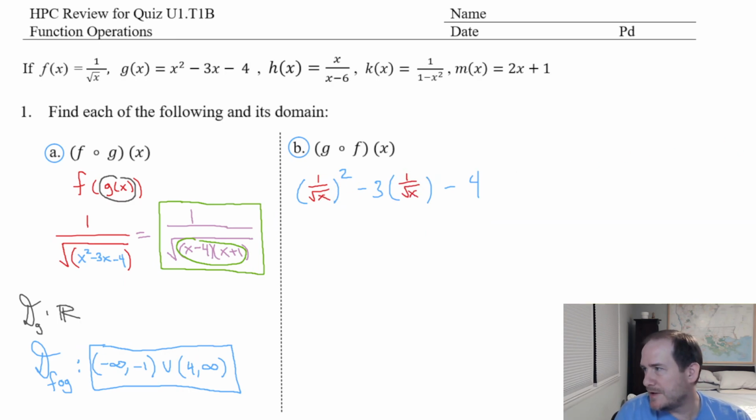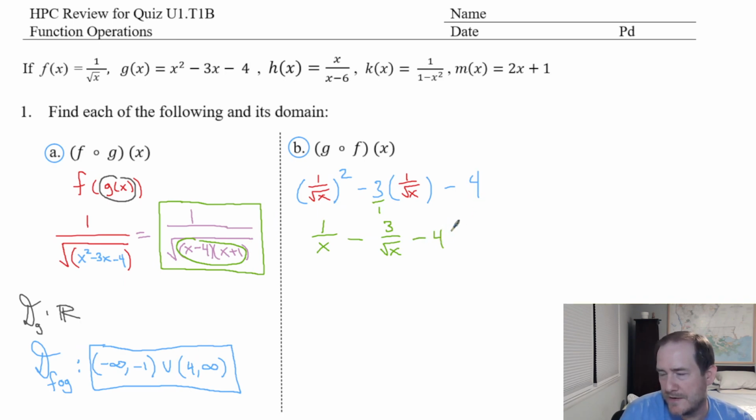Okay, so this will be a little bit ugly, but that's okay. To square this, when you square a fraction, you square the numerator and you square the denominator. So 1 squared is 1, and root x squared is x. Now here I'm just multiplying by 3 over 1 essentially. So the 3 and the 1 will multiply to make a numerator of 3. The 1 times root x will give you just a root x in your denominator. Then you've got this minus 4 on the end. And I can't think of anything I would do to this algebraically to clean it up anymore.